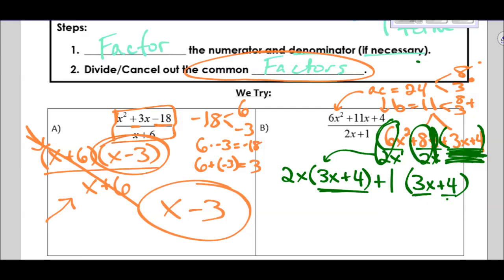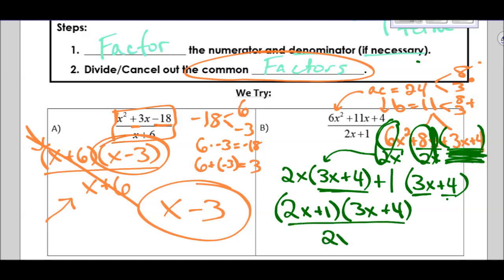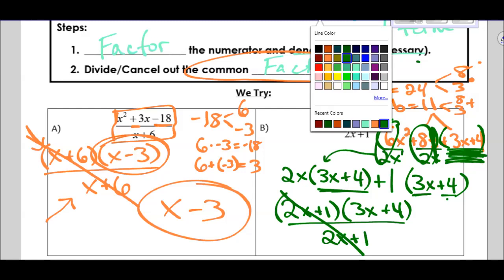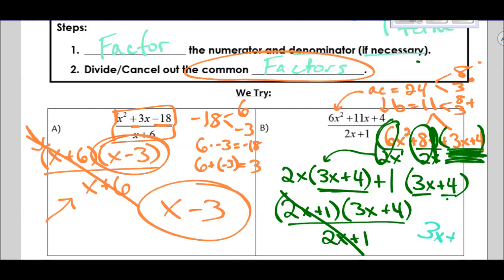So my two factors are 2x plus 1 and 3x plus 4. Still divided by 2x plus 1. It's not a coincidence that the denominator shows up in the top. These factors are going to cancel out, leaving us with 3x plus 4 as our answer.